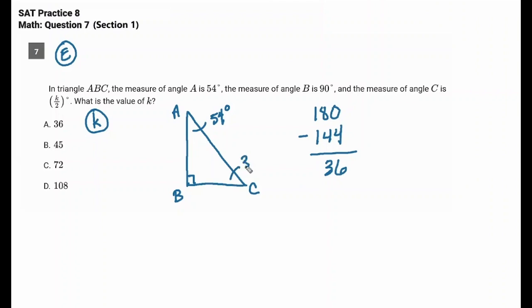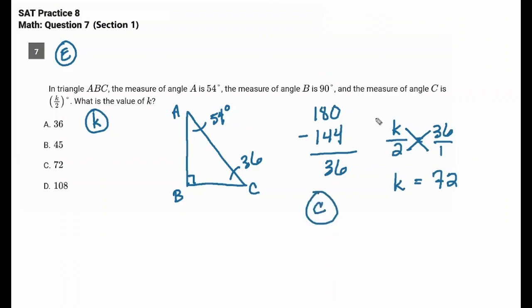Angle C is 36. So you know that angle C is k over 2, and you know that k over 2 is 36. Now watch this. Put this over 1 when I have fractions and non-fractions. I make everything a fraction, so I can really easily see that I can just cross multiply. K is 36 times 2. That's 72, and the answer is C.